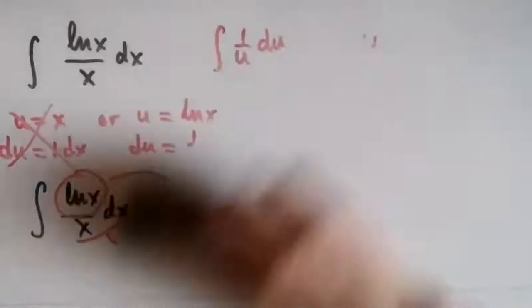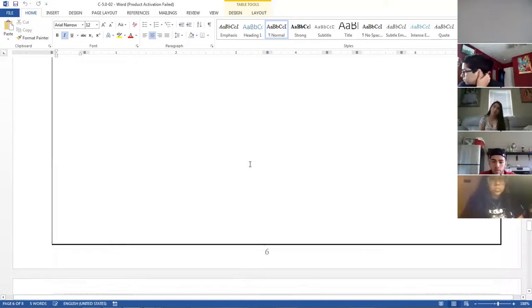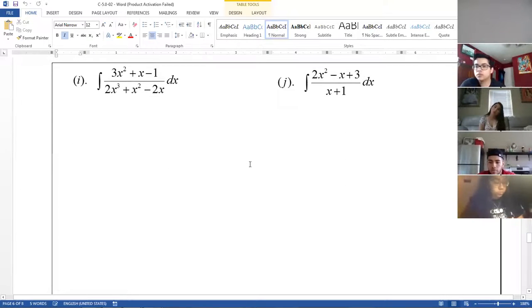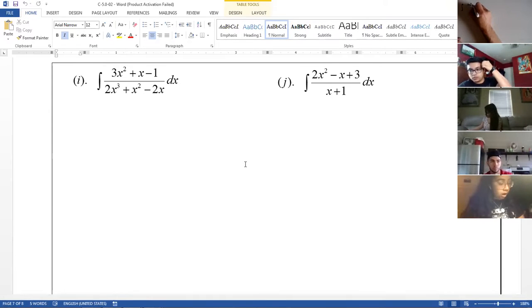Now we're going to turn the page. So we solved these two, and we are going to solve now these little monsters. They look scary, right? But they are not that bad. The integral of 3x squared plus x minus 1 over 2x cubed plus x squared minus 2x dx.